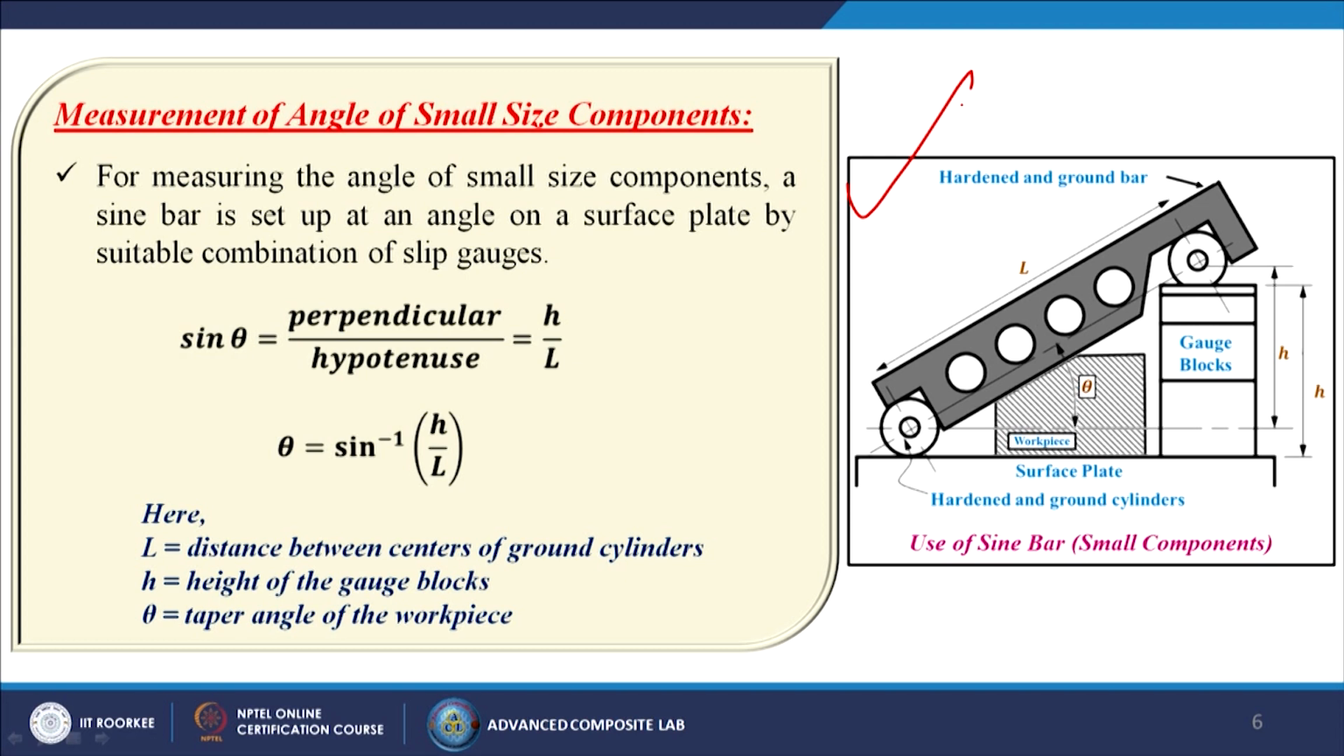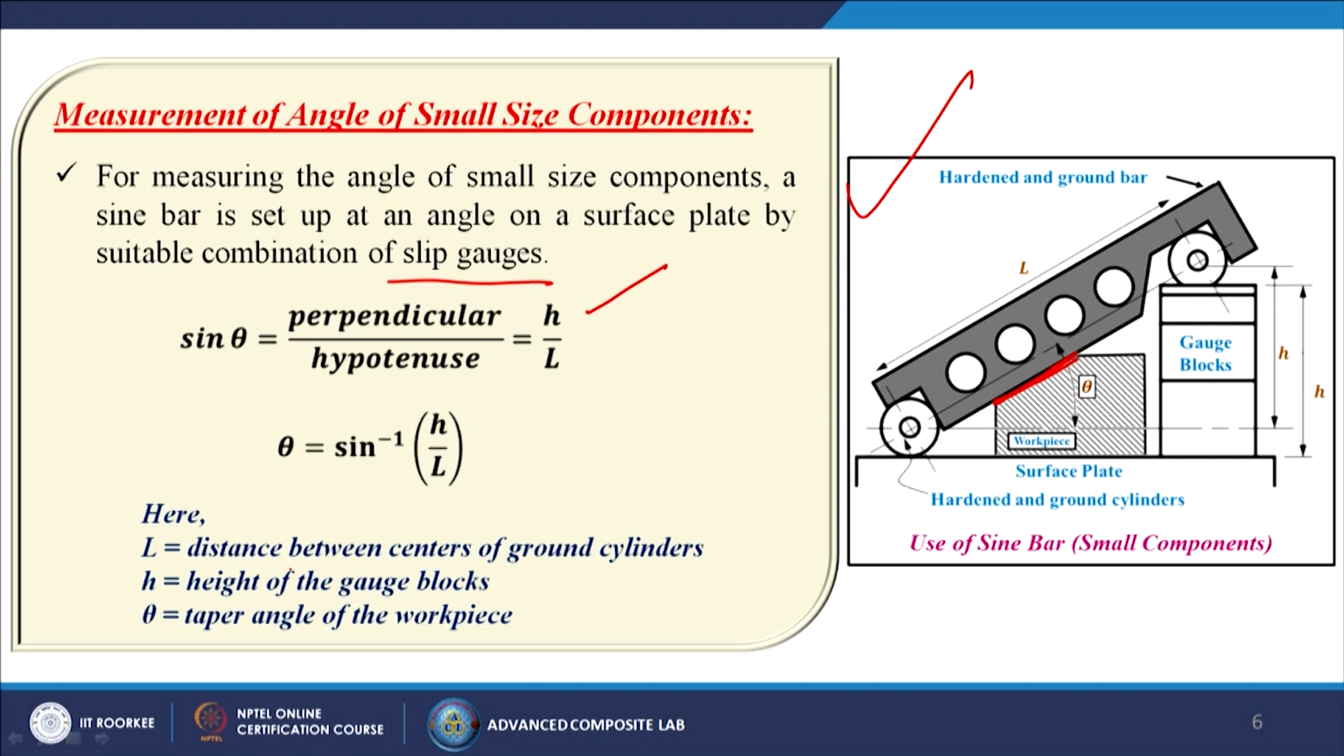So, how are we measuring the angle of small size components? For measuring the angle of small size components, a sine bar is set up at an angle on a surface plate by a suitable combination of slip gauges. So, simply, now my material is having these angles. I am using certain gauge blocks so that it can rest properly onto that particular surface. Then simple thing, sin theta is the perpendicular by the hypotenuse, so simply small h by capital L. So, theta is equal to sin inverse of small h by capital L.